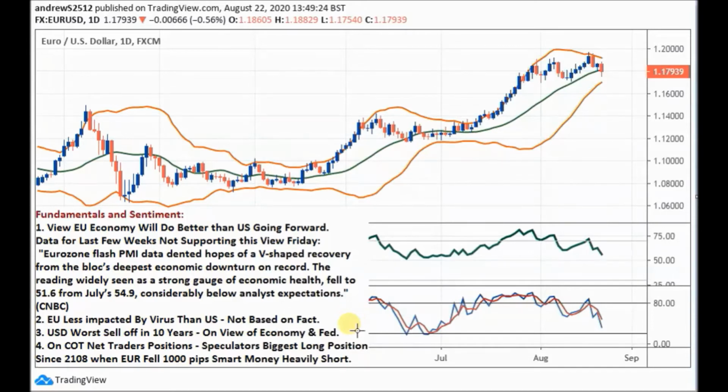We now think it's going to fall a lot, and a big warning comes on the COT net traders' positions. Speculators hold their biggest long position since 2018, when the euro fell 1,000 pips. The smart money is heavily short against the speculators. Could we see a 1,000 pip decline? I'm not going for a 1,000 pip decline, but I'm looking for a significant decline.